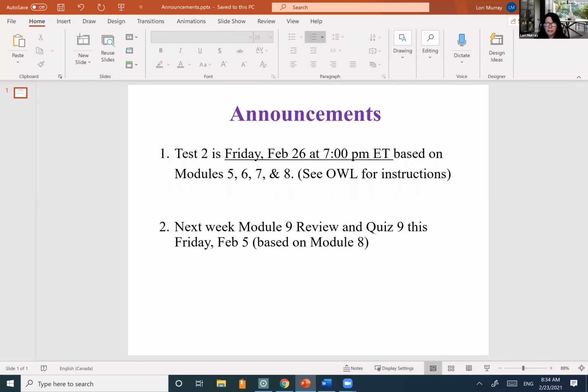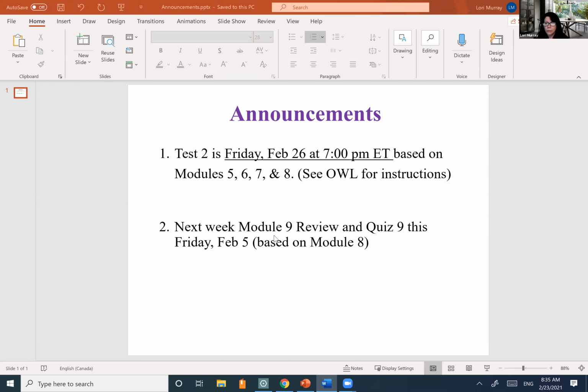Automatically, you'll go to those rooms and the proctor will be there and you'll have your ID ready. Don't forget to have your ID ready. And then we can take a screenshot of your ID. It's exactly the same as test 1, where you will just open up OWL and the test will be there. And it will run for 2.5 hours, 30 questions.